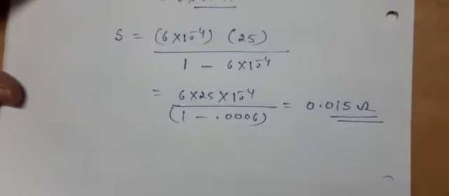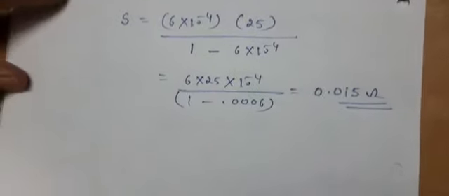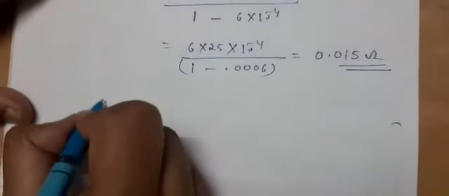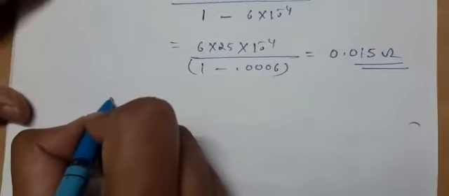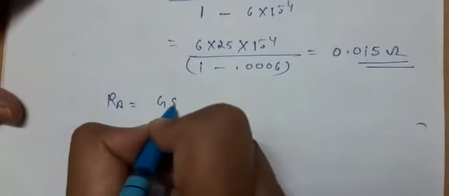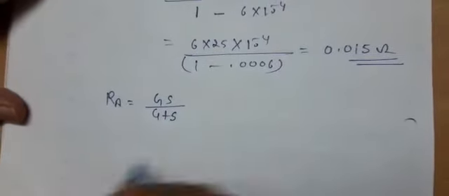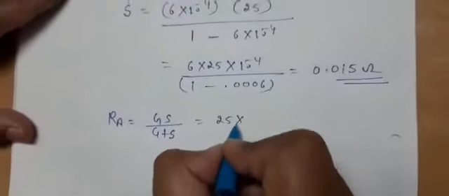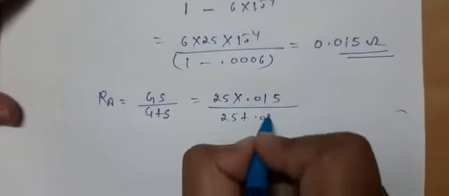So now this is the shunt resistance which we will connect in parallel. So what will be the effective resistance of the galvanometer when it is converted into an ammeter? What will be the effective resistance of this ammeter? This will be GS upon G plus S. So basically this will be 25 into 0.015 upon 25 plus 0.015.